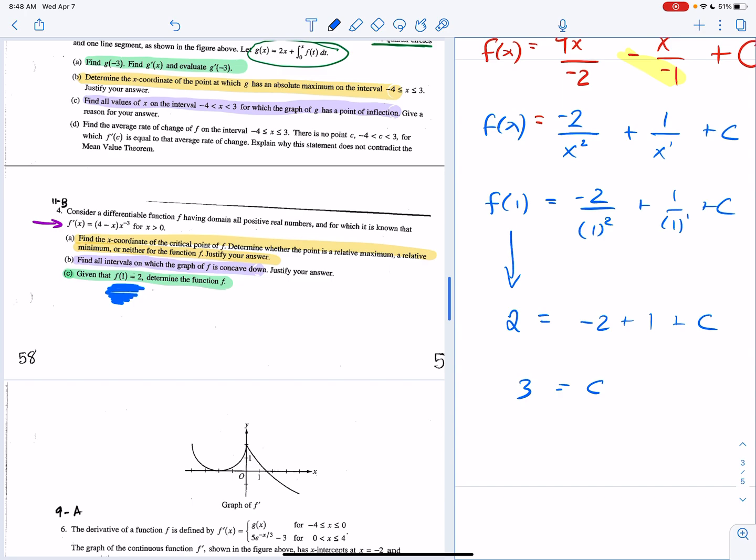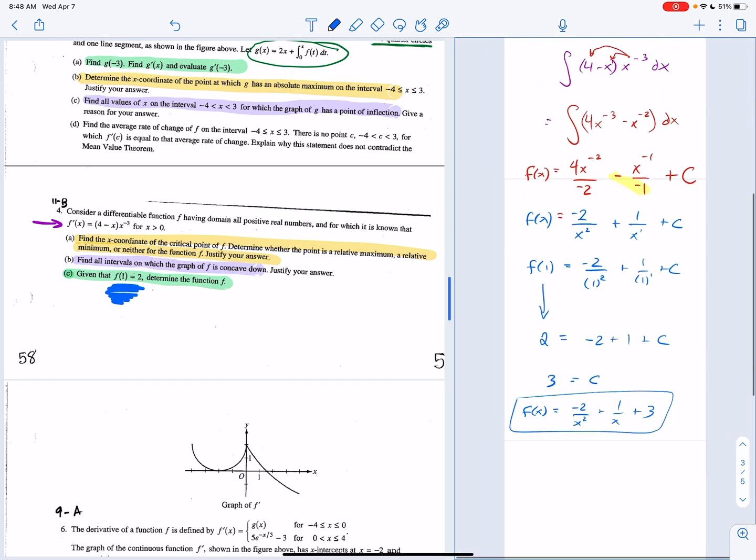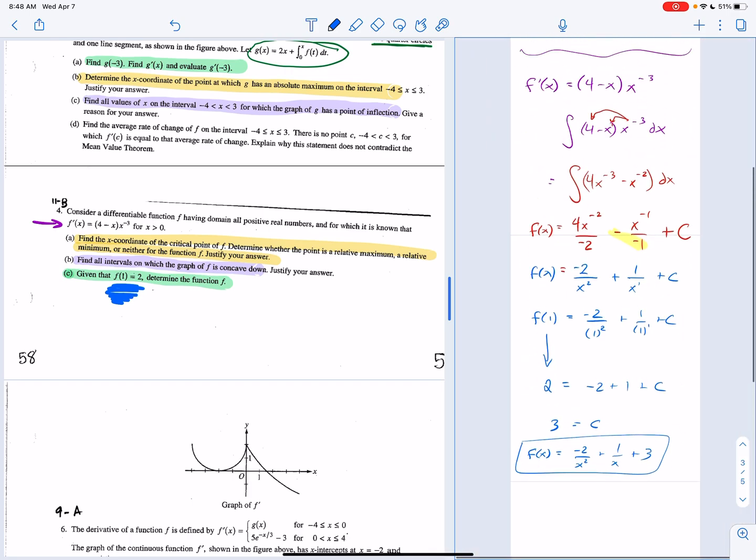Okay? So now that you know what c is, determine the function. So f will be negative 2 over x squared plus 1 over x plus the 3. And there you have it. Okay, a little bit of work. So this one was focusing a lot on your analytical skills, right? Just knowing how to integrate.